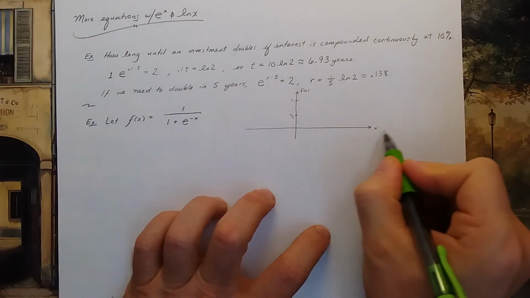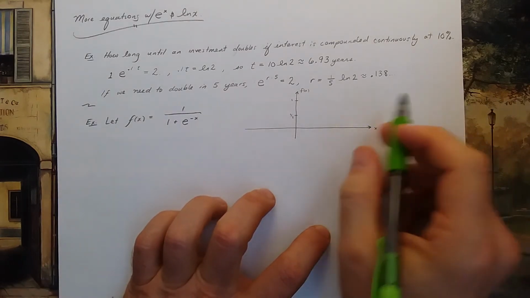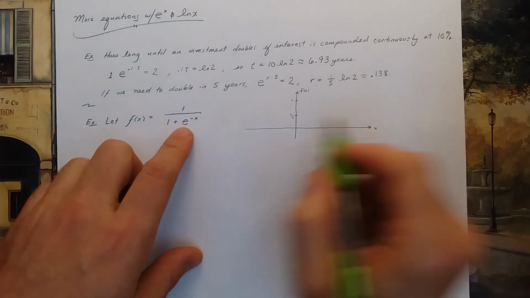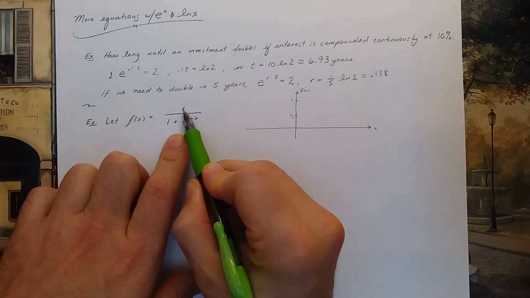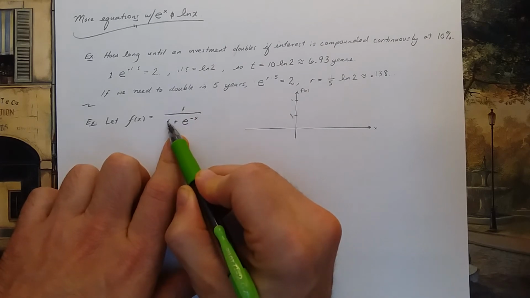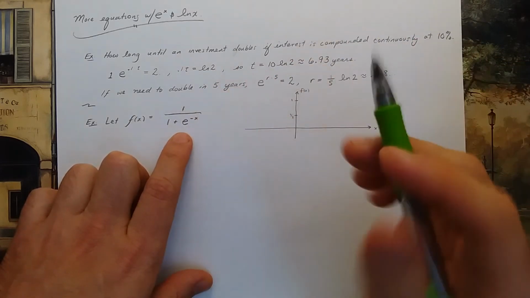So if I plug in a very positive number x, so if I plug in a number way on the right side of my picture here, e to the negative x power is essentially 0, and I'm going to get a function that's 1 over 1 plus a number that's almost 0.